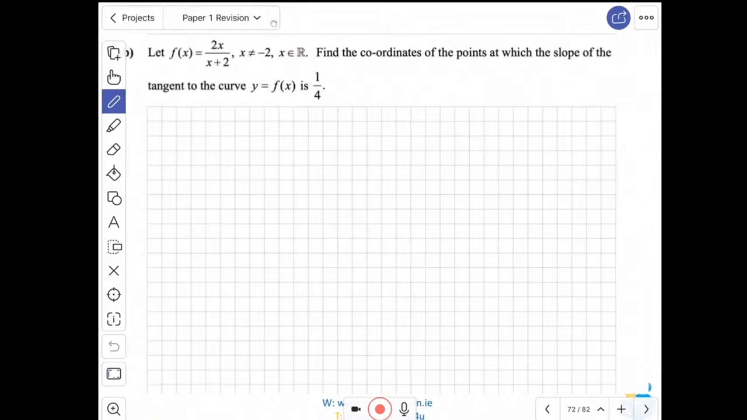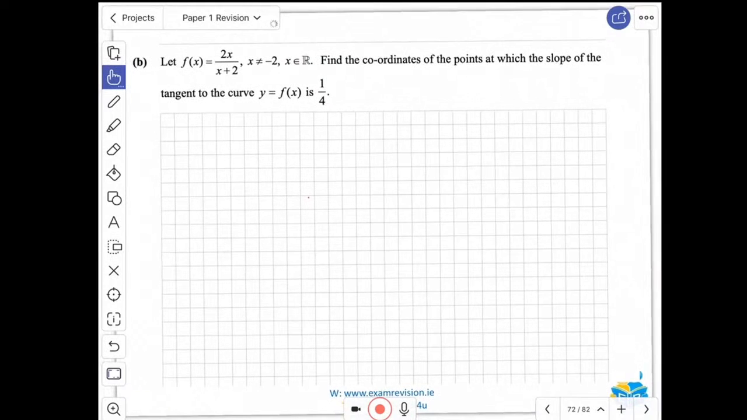Okay, so this question then is a quick differentiation question. So it says let f(x) equals 2x over x plus 2. Find the coordinates of the points at which the slope of the tangent to the curve is a quarter. So I really like this question actually when it came up because it made you kind of think about what differentiation is. So just remember, differentiation is where we find the slope of a tangent to a curve. Okay, so again, we're basically working out the slope of a curve.